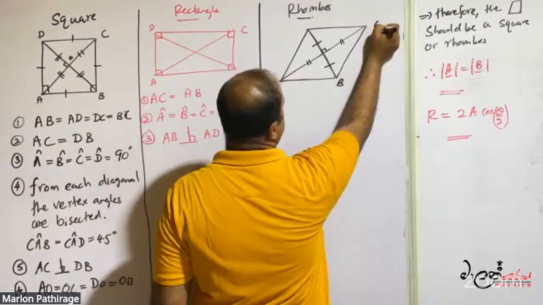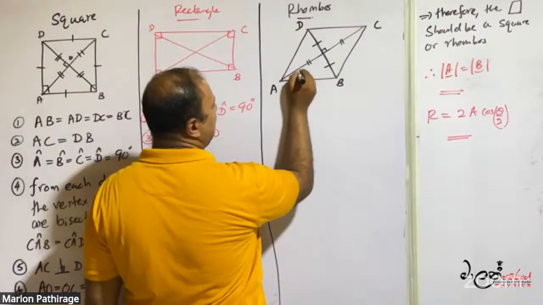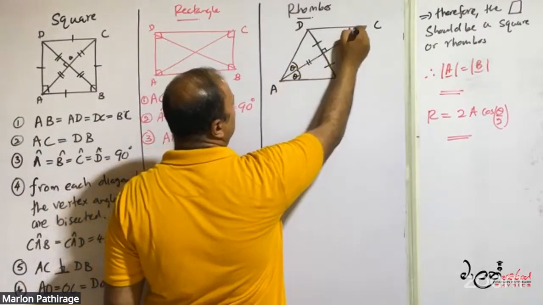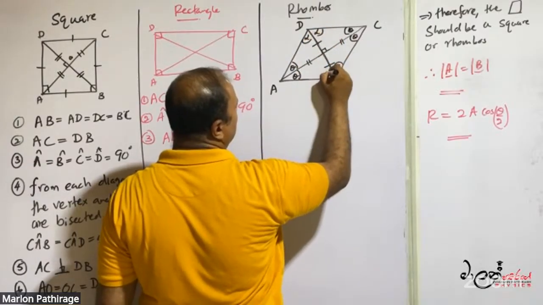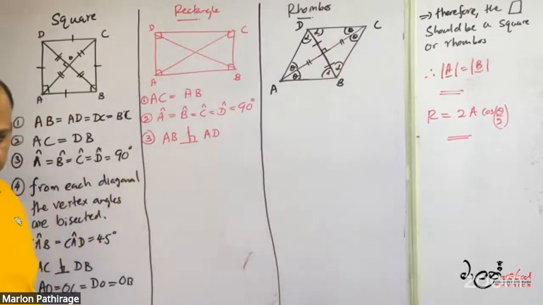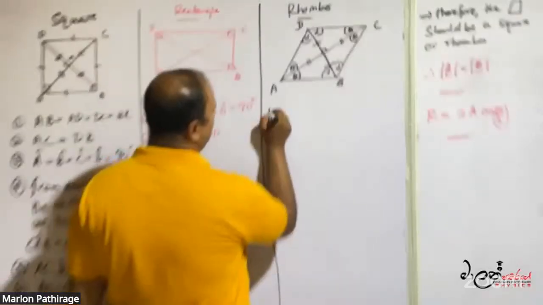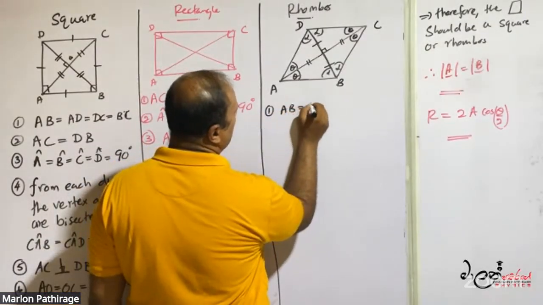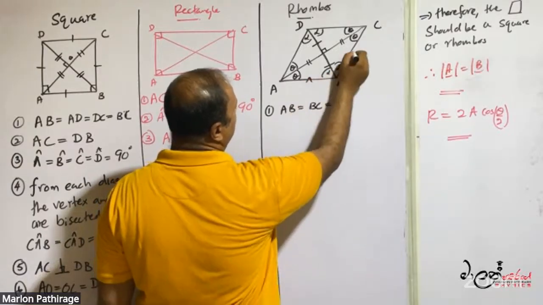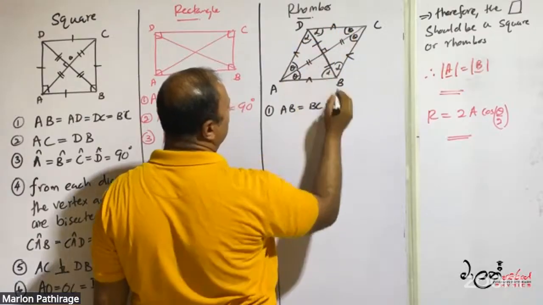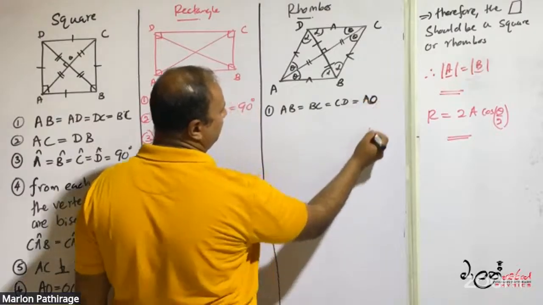A, B, C, D. If this angle is theta, this angle should also be theta. If this one is alpha, this one is also alpha. That means the angles are bisected. Then we can write AB equals BC equals CD equals AD. These are all equal.